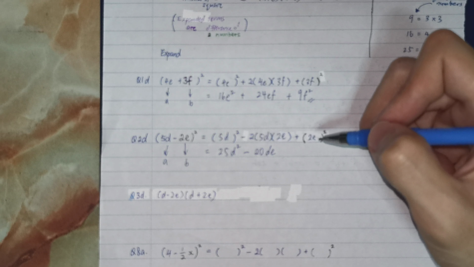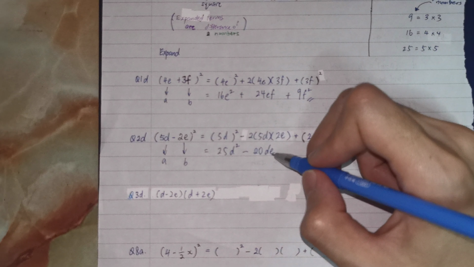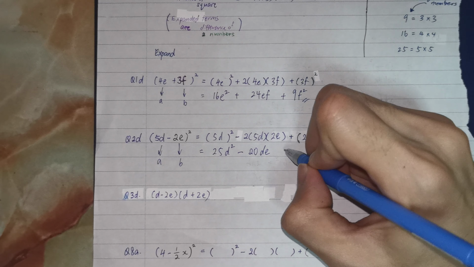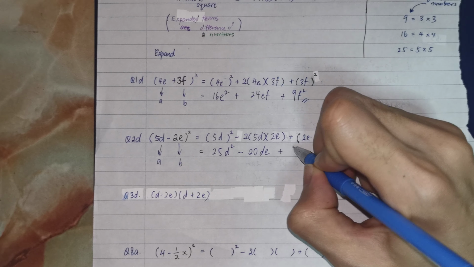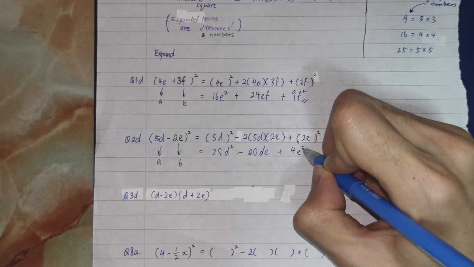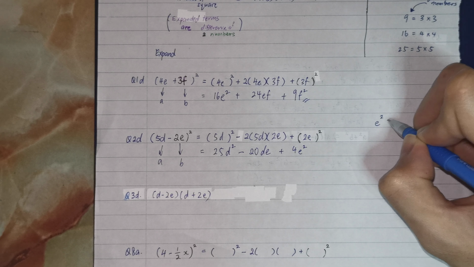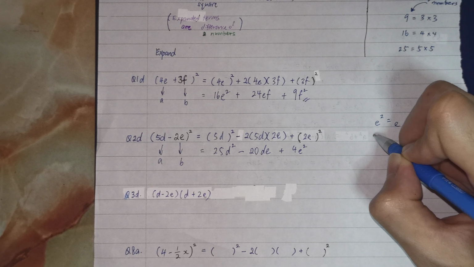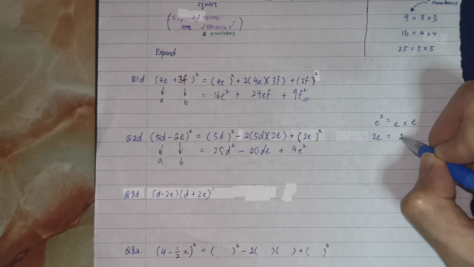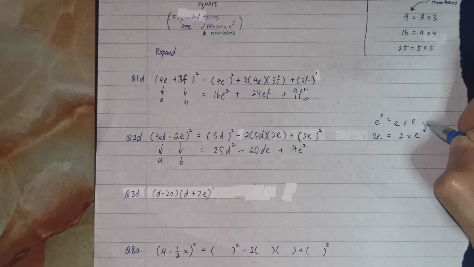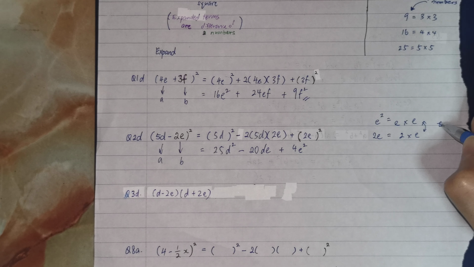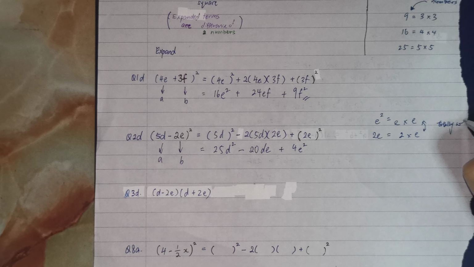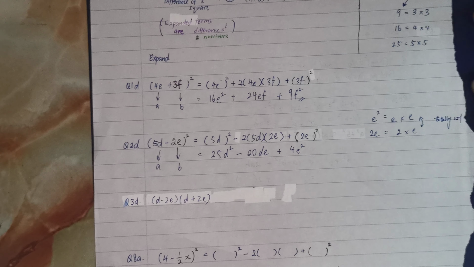Now, whenever we write our variables, we always write them in alphabetical order. And the last one: 2 square will be 4, e square will be e square. So e square means e times e. It's different from 2e, because 2e means 2 times e. So are they the same? Totally not. So be aware of this one.